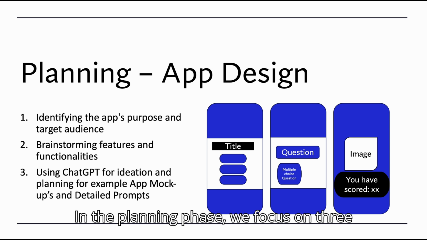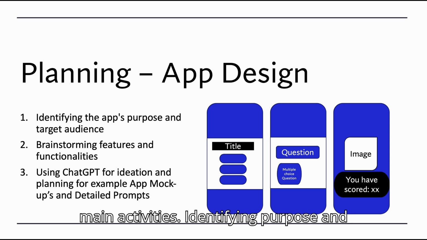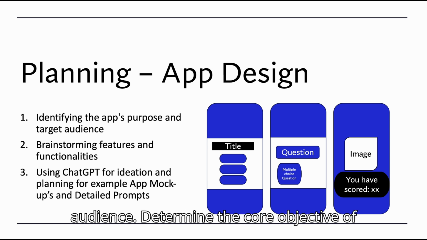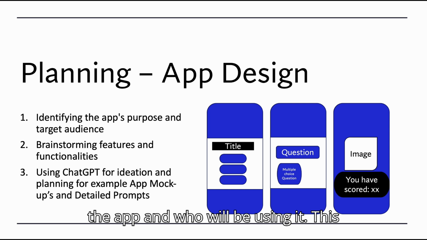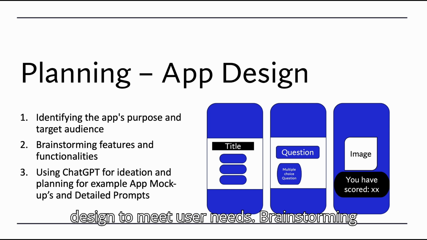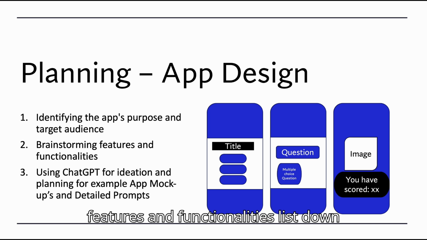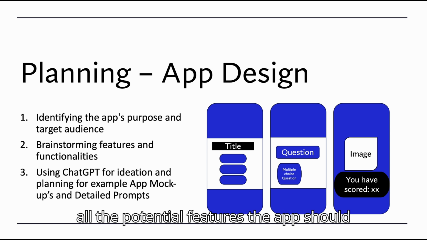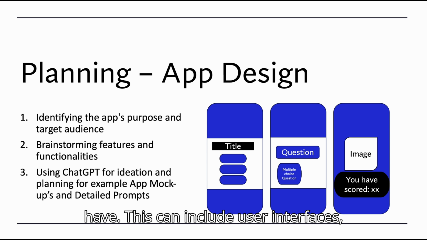In the planning phase, we focus on three main activities. Identifying purpose and audience: determine the core objective of the app and who will be using it. This helps in tailoring the app's features and design to meet user needs. Brainstorming features and functionalities: list down all the potential features the app should have. This can include user interfaces, user experience elements, and key functionalities like user login, data retrieval, or social media integration.